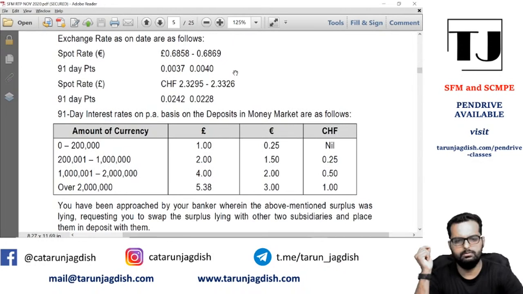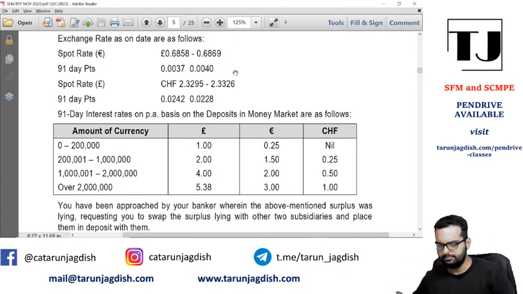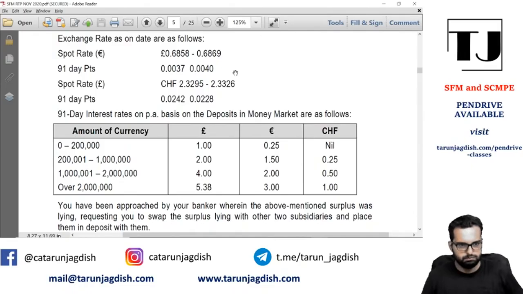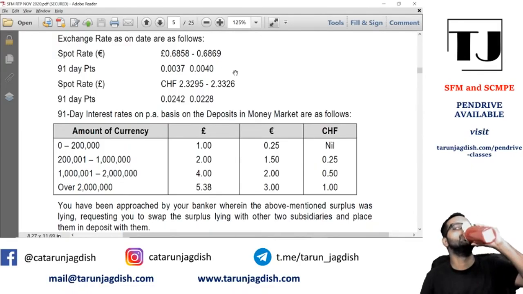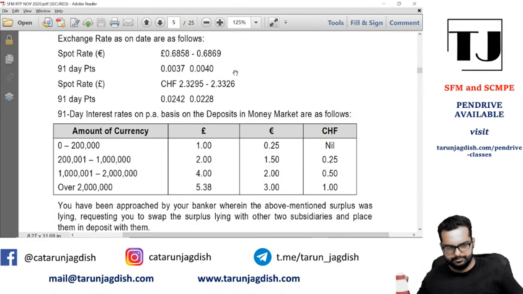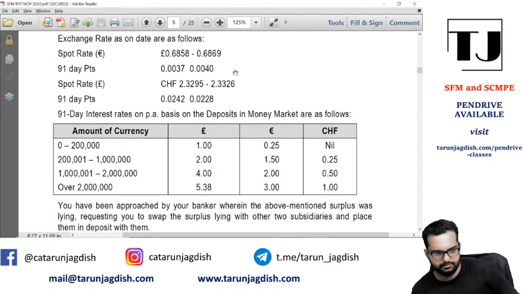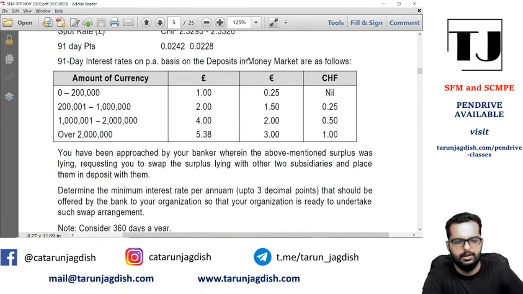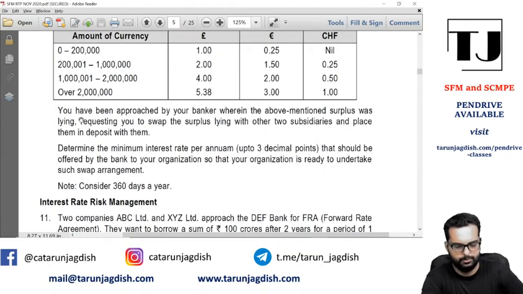Read through this part now. Now read through the requirement that is given below.